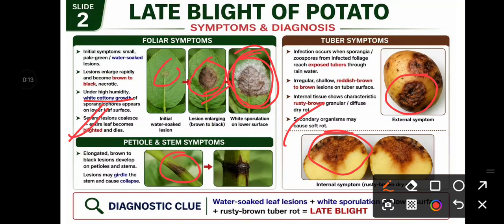So on the leaf, blightening will occur due to coalescence of these necrotic lesions, and on the downside you will get the white sporulation. Then elongated brown to black lesions are there on the petiole or stem, which ultimately girdle the stem. On the tuber you will get reddish brown irregular lesions, and the internal tissue shows the rusty brown, granular or diffuse dry rotting.